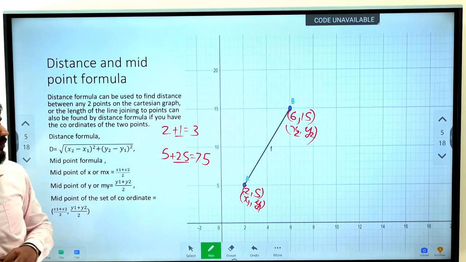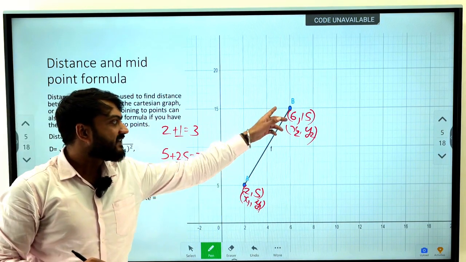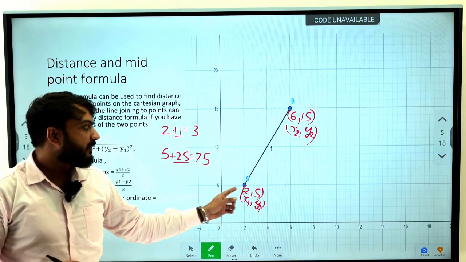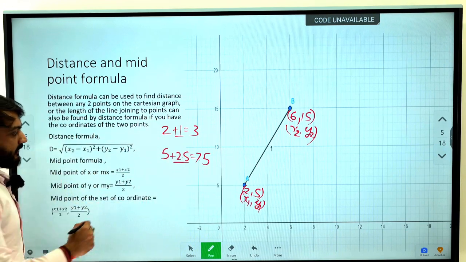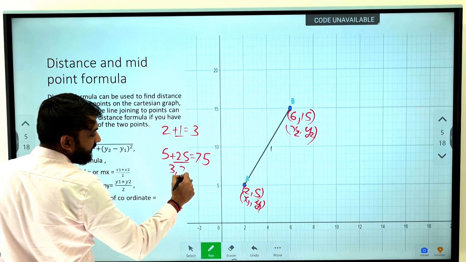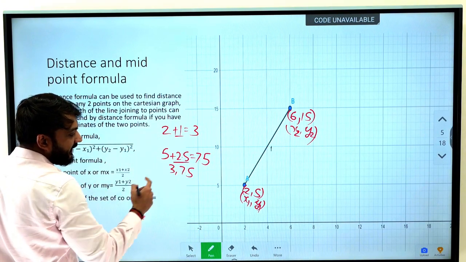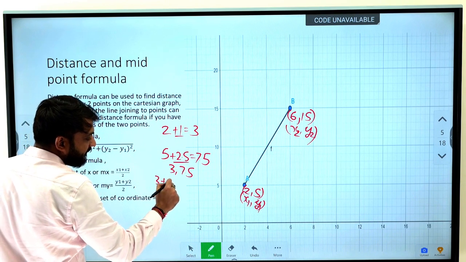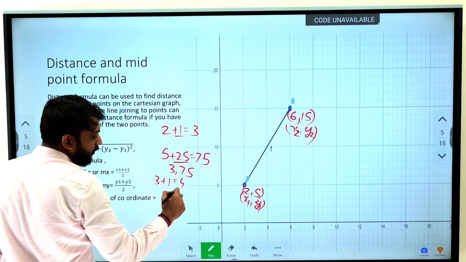Meaning, the new y value will be 7.5. Meaning the line adjoining the points A and B from (2, 5) to (6, 15) will also hold this point (3, 7.5). Right? (3, 7.5) will also be a part of this line. And if I extend this further, if I go on adding one more value to x, x becomes 4.